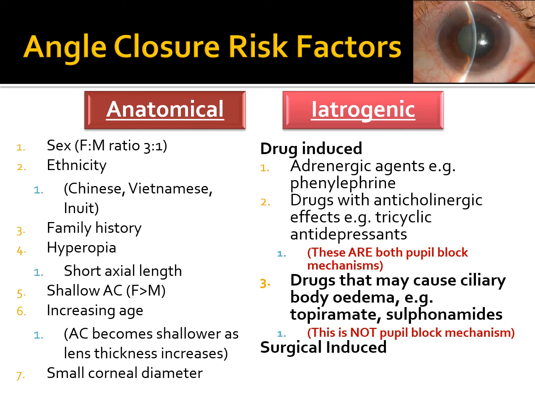But then the secondary type ones with drugs, drug-induced iatrogenic stuff, the one is a pupil block type reaction actually, caused by drugs that have almost as a side effect sympathomimetic or anti-muscarinic type effects, and these are both pupil blocks. But then there's also drugs that cause, this is this idiosyncratic mechanism, drugs that cause the ciliary body edema, and the whole thing pushes the whole diaphragm forward. Sulfonamides, topiramate, which is quite commonly used in migraine treatment. And then there's also surgical induced episodes, which we won't deal with.